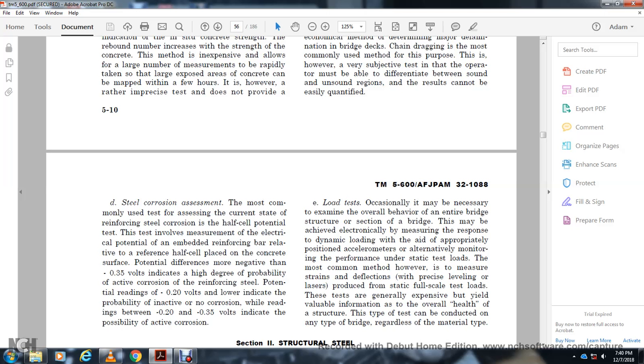This type of test can be conducted on any type of bridge, regardless of the material type. Alright, Section 2, Structural Steel.